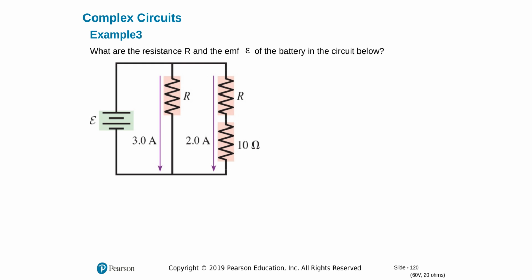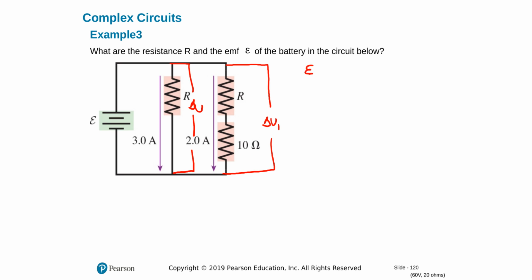And EMF epsilon, thinking about parallel arms. If I call this delta V1 across these two resistors, and I call that delta V2, they are equal. I could also call them delta V, right? Because they are parallel arms. And they are equal to epsilon, because epsilon is also a parallel arm.